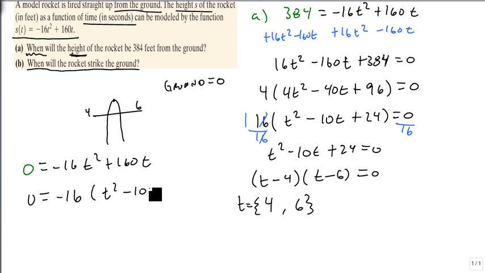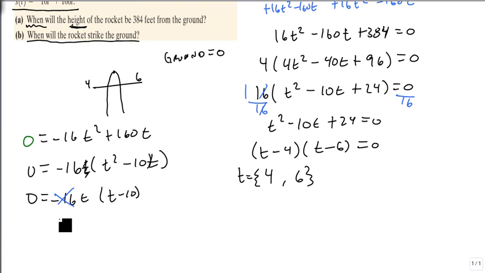There's a t squared minus 10t. Now we can factor out a t as well. So we have minus 16t and t minus 10 equals 0. We are not worried about the minus 16 because it's a number. So we get t equals 0 or t equals 10. So it's at the ground at 0 seconds, which we knew. 10 seconds later, it's hit the ground. So the answer is it'll strike the ground at 10 seconds. This was at 4 or at 6 seconds. And so we've successfully answered the question.